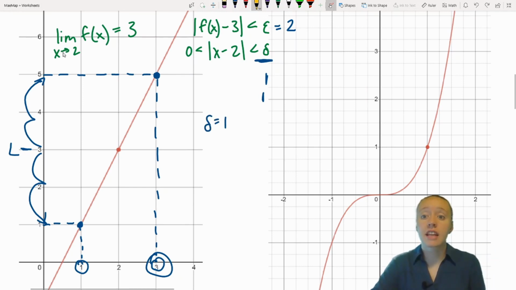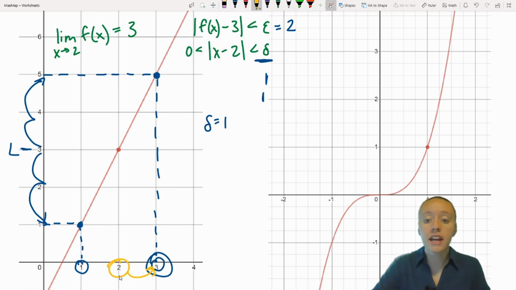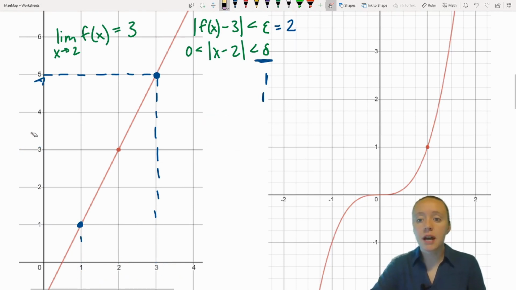And if I was to look at that x value, or that a value as x approaches 2, you can see that I'm either 1 to the right or 1 to the left. That's a change in 1. And I can do the same exact thing for a different epsilon value. Let's move to an epsilon value of 1.